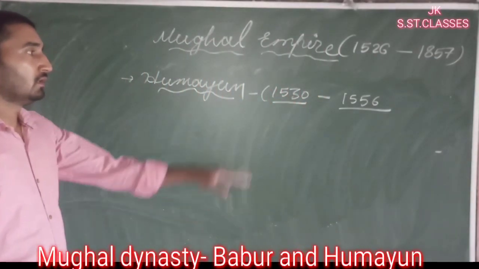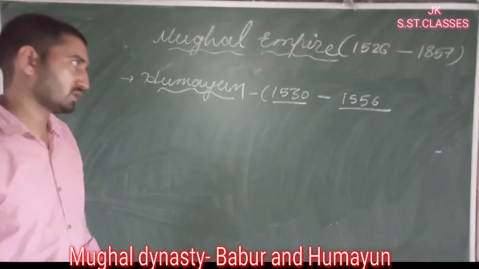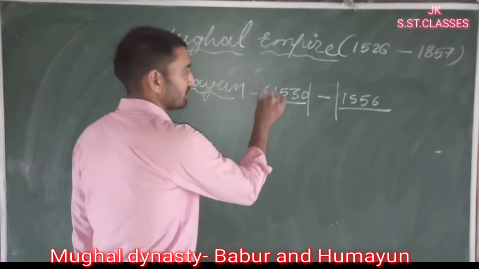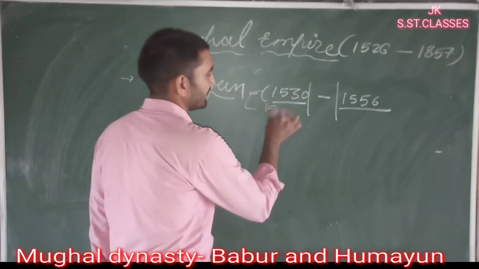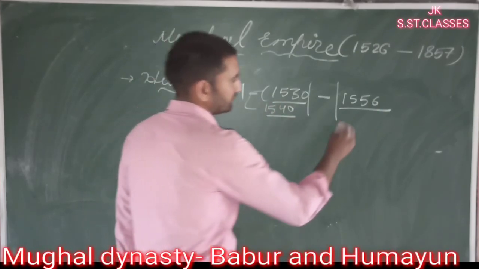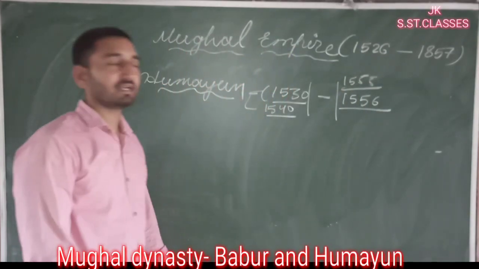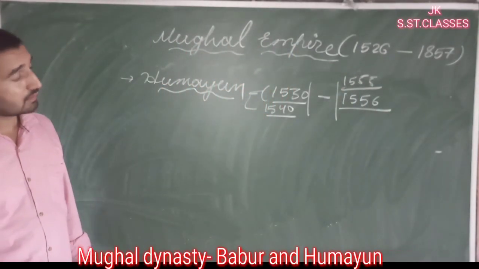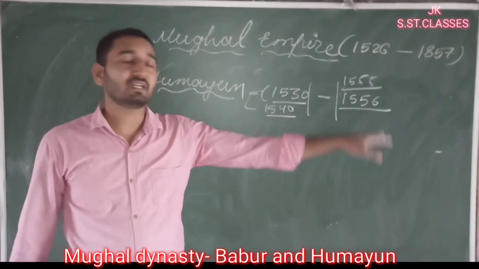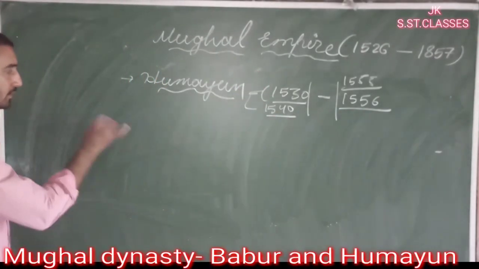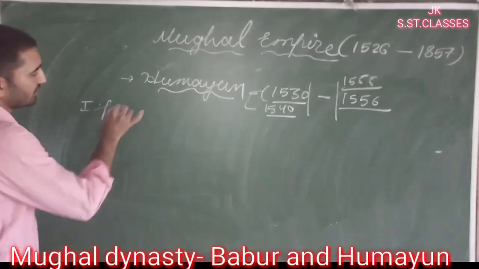Okay, 24th January 1556. There are two phases of his rule. The first one from 1530 to 1540. The second one from 23rd July 1555 to 24th January 1556. Okay, now the first phase.